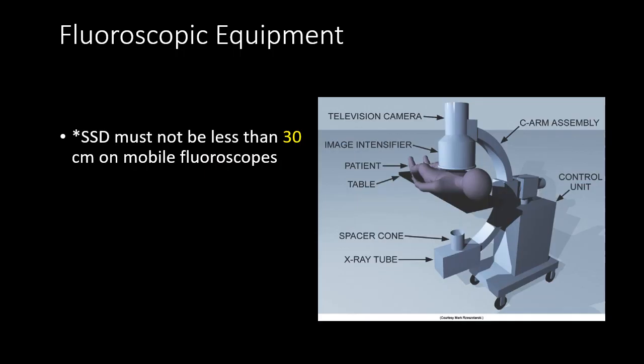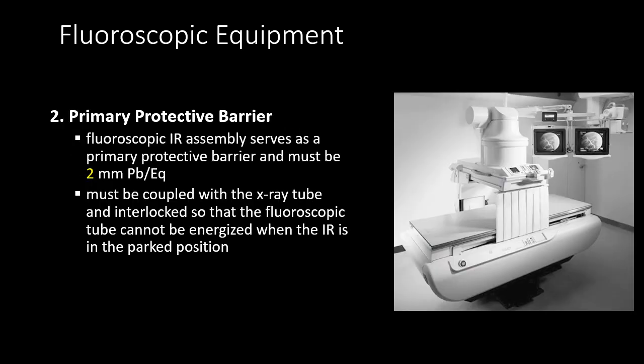The SSD must not be less than 30 centimeters on mobile fluoroscopic units. Number 2, the primary protective barrier, which is the fluoroscopic image receptor assembly, serves as that barrier, and it must be 2 millimeters of lead equivalency. It must be coupled with the X-ray tube and interlocked, so the fluoroscopic X-ray tube cannot be energized when the image receptor is in the park position.